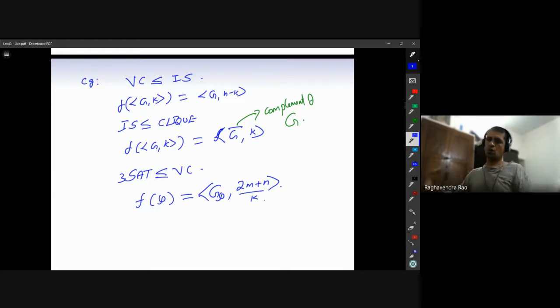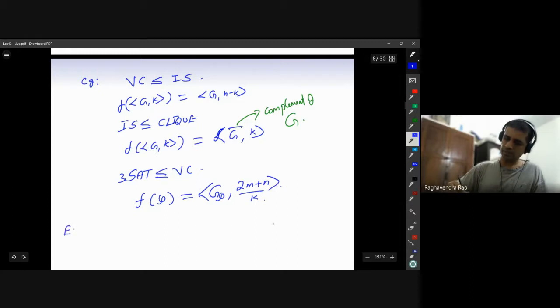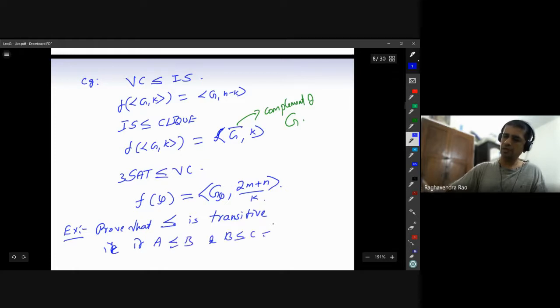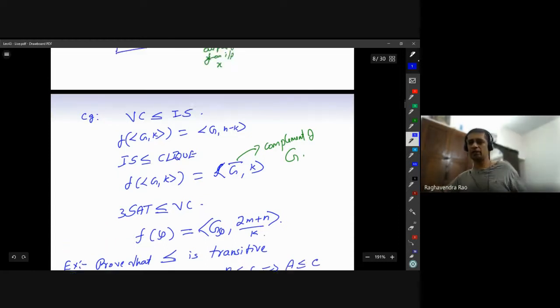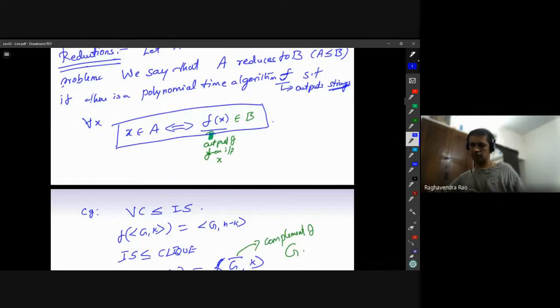One observation, as an exercise: prove that reduction is transitive. That is, if A reduces to B and B reduces to C, that implies A reduces to C. It's fairly straightforward, not very difficult. It basically follows from the definition and the property of polynomial time computation.